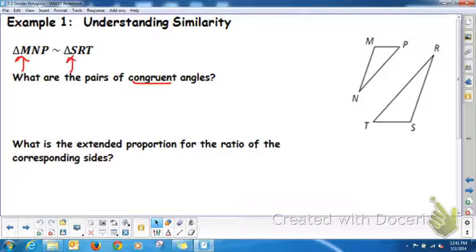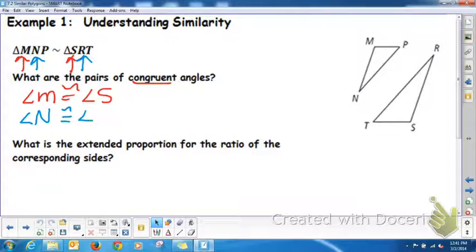M comes first, S comes first. So angle M is congruent to angle S. Then we have N and R. Angle N is congruent to angle R. And then we have P and T. Angle P is congruent to angle T. Here's where the different part comes in. The sides are not congruent. The sides are proportional. So what is the extended proportion for the ratio of the corresponding sides?